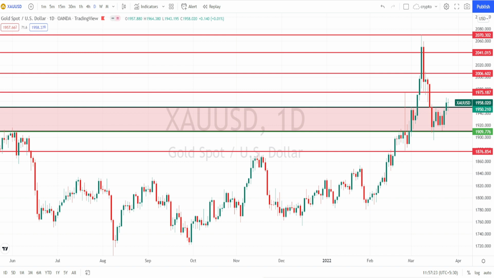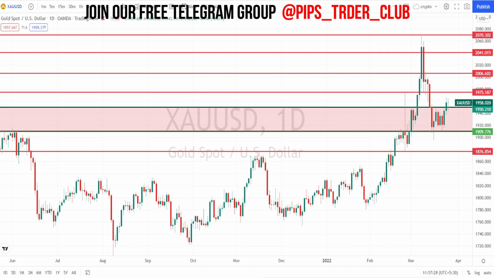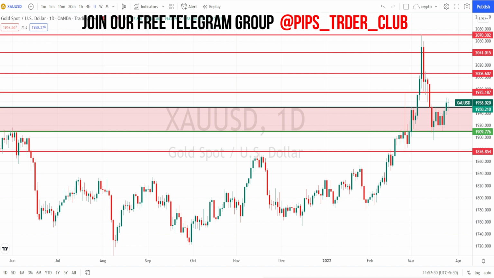I'll be doing the analysis from the daily time frame to the 5 minutes time frame and will be sharing the support and resistance levels with you. Please use these levels as a reference for deciding on your entries and exits on your trade. Let us start with our analysis.